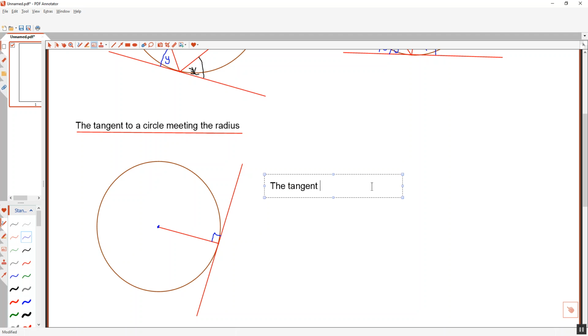The tangent to a circle meeting the radius will always do so at 90 degrees. You got it all down now? No. It's always going to be 90.